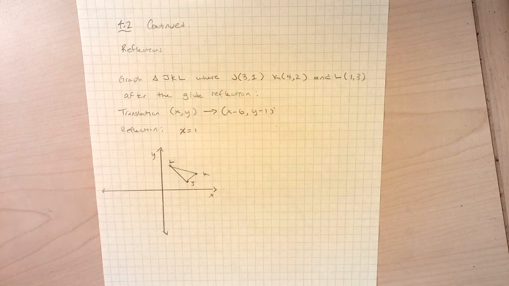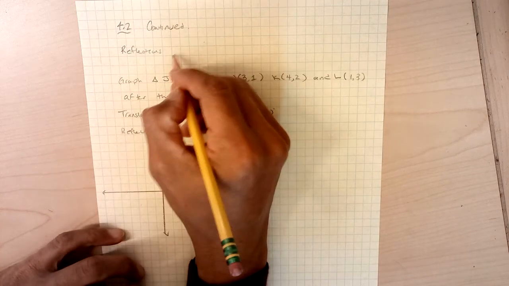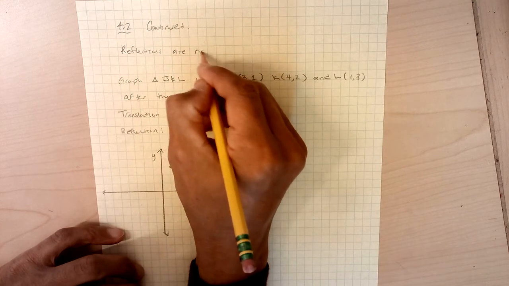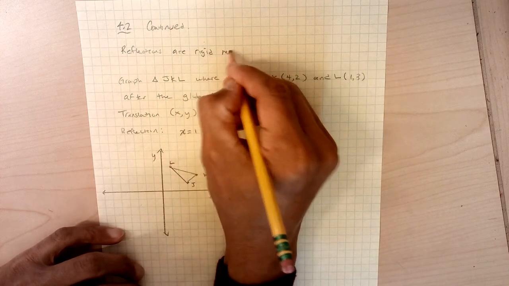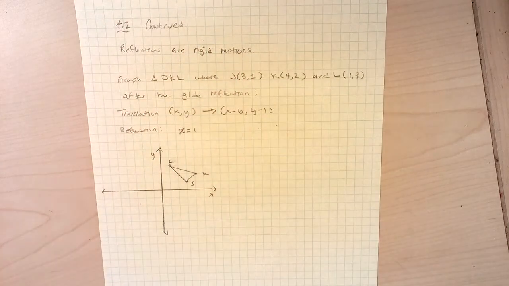Okay, continuing with 4.2. From the previous examples that we did, if you didn't notice, a reflection is a rigid motion. So reflections are rigid motions. And again, what that means is regardless of whatever you're reflecting, could be a triangle, a quadrilateral, a segment, whatever, and regardless of what your line of reflection is, the image would be congruent to the pre-image. That's what a rigid motion is.